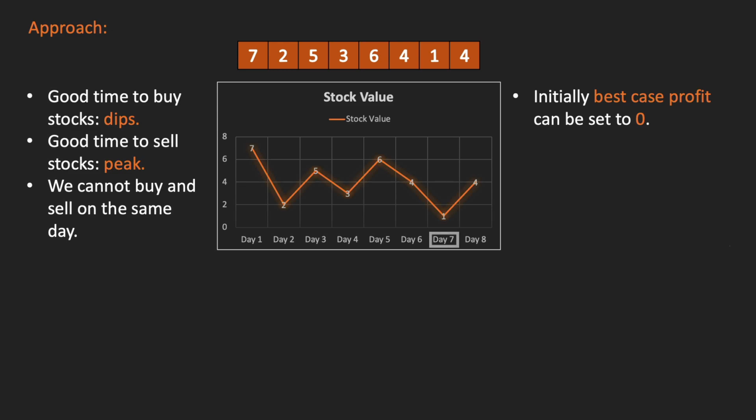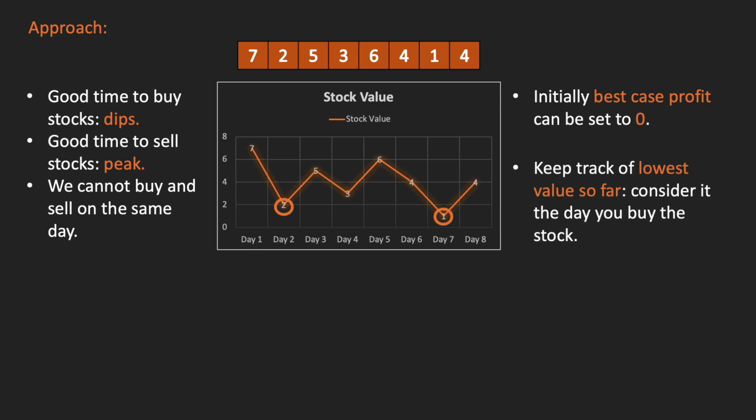But what about day 7? We see value goes down to 1, and this could be a case where we could have made more profit. If say on day 9 the value jumped to 8, then buying stock on day 7 would have been more profitable. So we can say if we keep track of the lowest value of the stock so far, it could be useful to us as it could be a potential day to buy the stock.